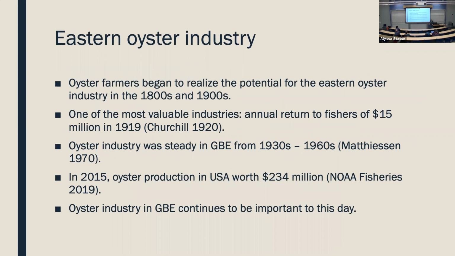So once the oyster farmers began to realize the potential, they started shipping them out. In 1919, it was one of the most valuable industries with an annual return to fishers of $15 million. Then it became just a steady industry, was growing still. And in 2015, it was estimated in the USA, the oyster production is worth $234 million. Today, it continues to be really important. Oysters are everywhere and people ship them out from all over the coast.